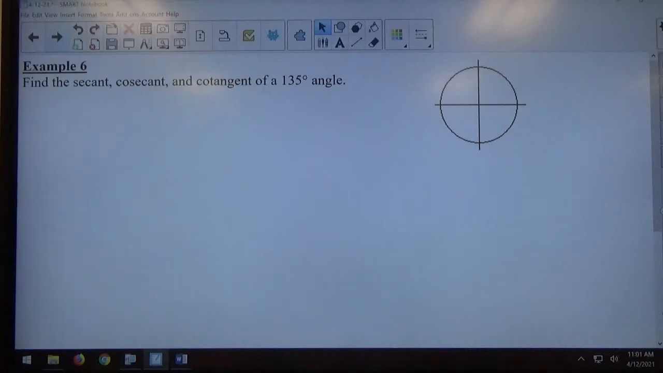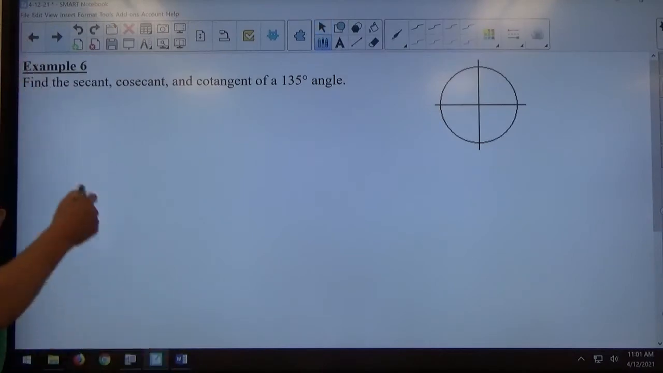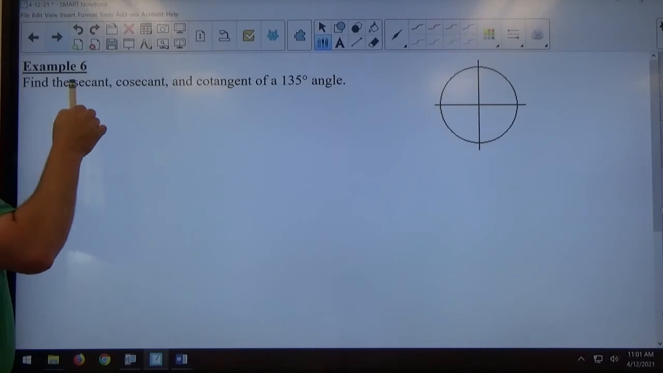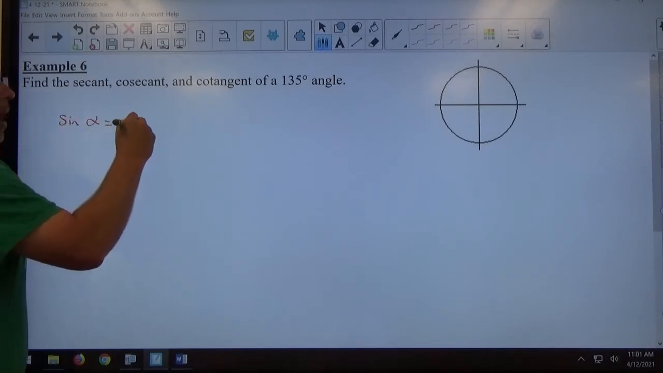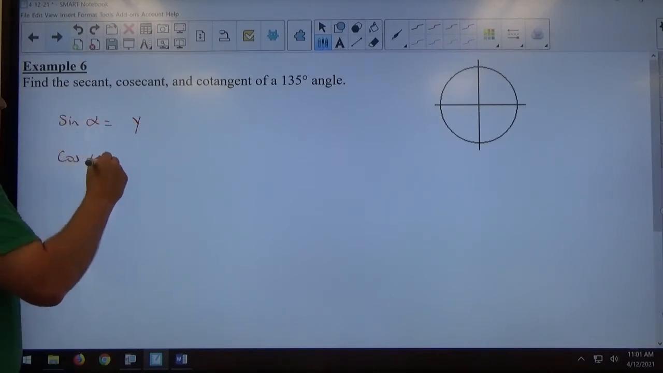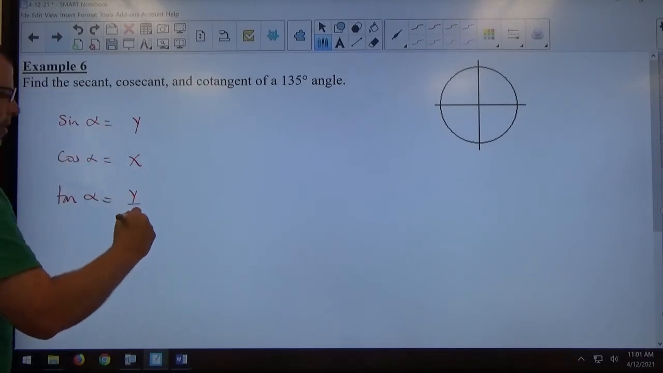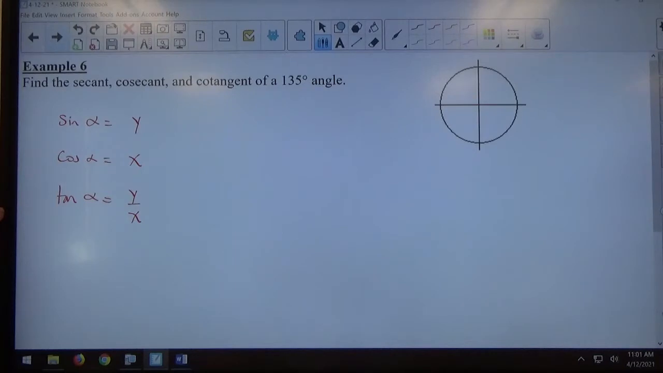So number 6 says find the secant, cosecant, and cotangent of a 135-degree angle. So we already know sine of the angle acts like y, and cosine of the angle acts like x, right? We already know that. We also know that tangent is sine over cosine. So if I'm using x and y to represent them, sine over cosine will be y over x. Right?